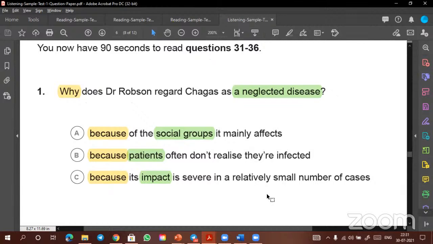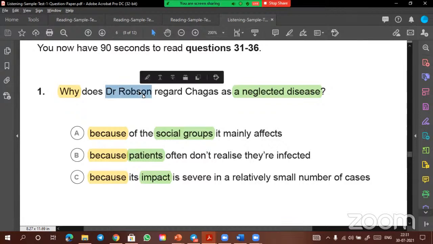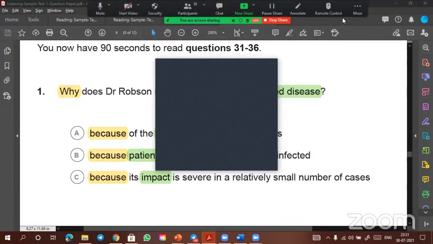Chagas disease. So here you can see Dr. Robson. This is not important because he is the speaker. Chagas is also not important because it is everywhere in the passage. So let us check whether they are able to.